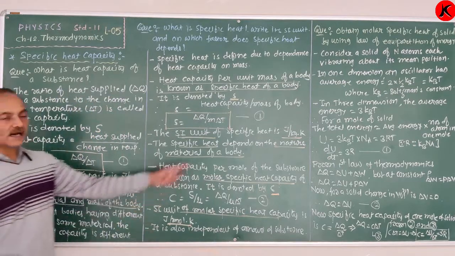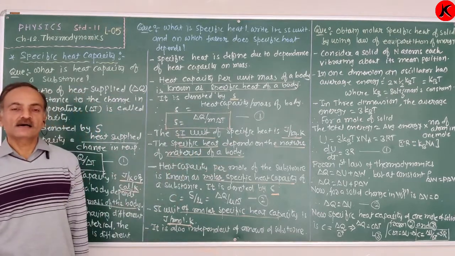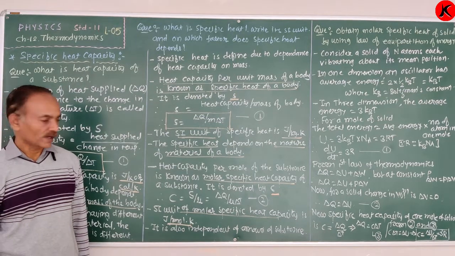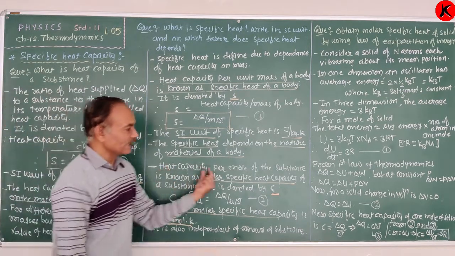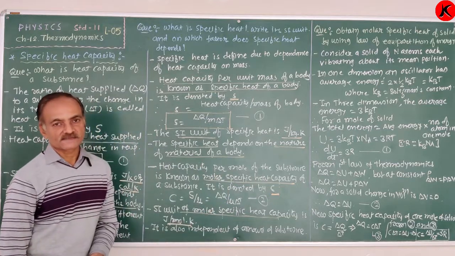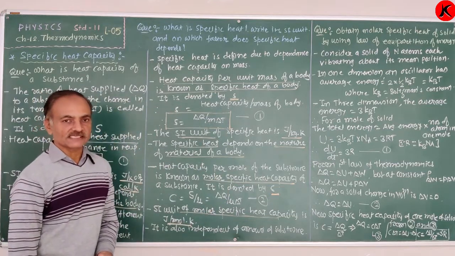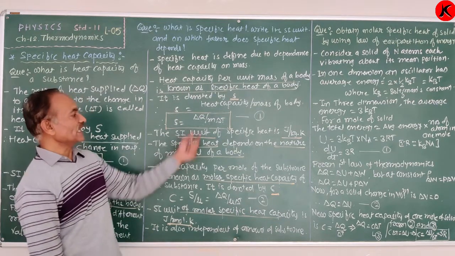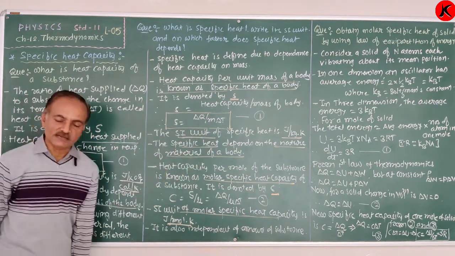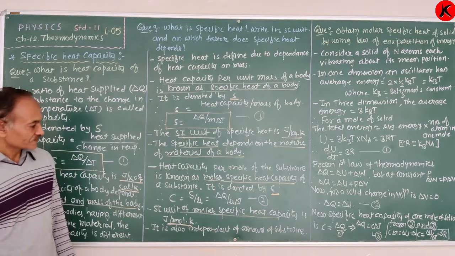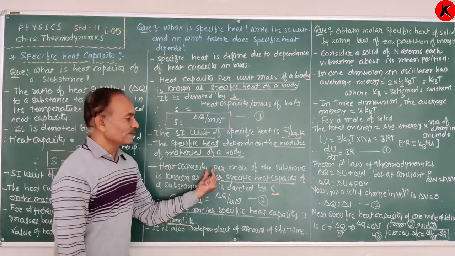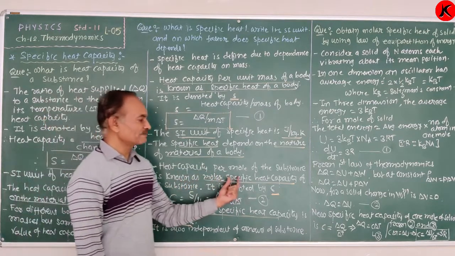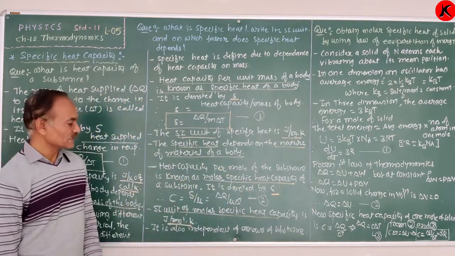Now, what is the heat capacity for a body whose quantity is in moles? Heat capacity per mole of the substance. If we consider the quantity of the substance in moles, then the specific heat is known as the molar specific heat. Heat capacity per mole of the substance is known as the molar specific heat capacity of a substance.